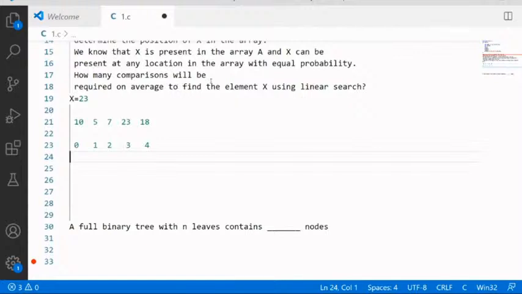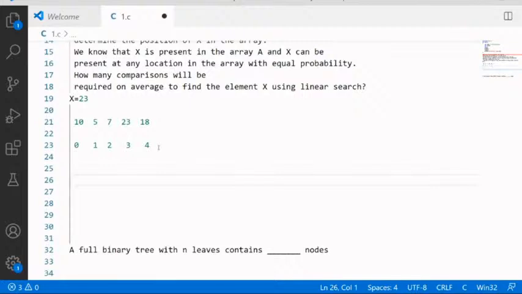But their question is, the element can be present at any location in the array with equal probability. So they are asking how many comparisons will be required on average. Important word: average, because they are not asking for the maximum or minimum comparison. Minimum comparison means if the 0th index element is found, only one comparison. Maximum comparison means if the element is found at the last index, the 4th index, totally 5. So n comparisons is the maximum, but they are asking for the average comparisons. To find the average comparison, one minute.